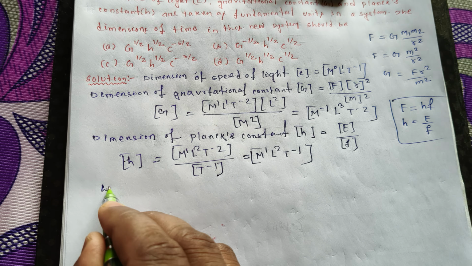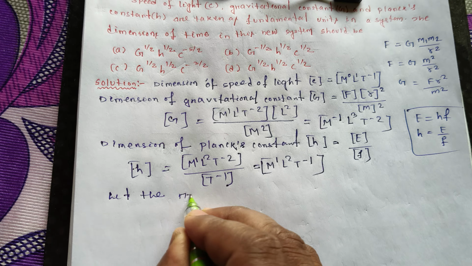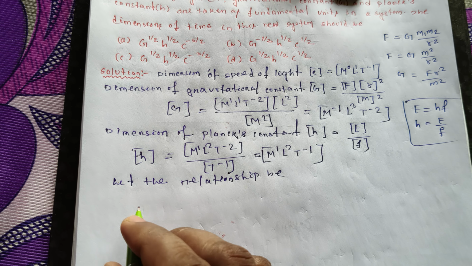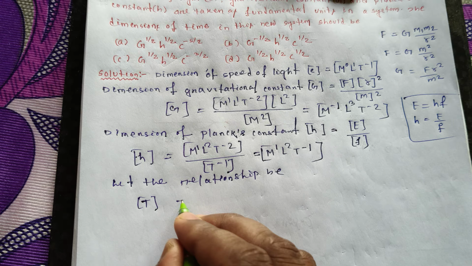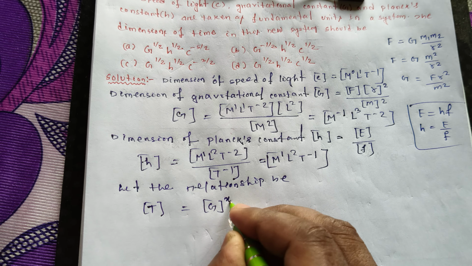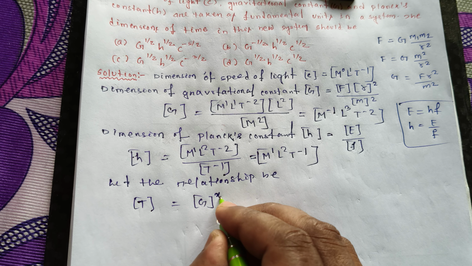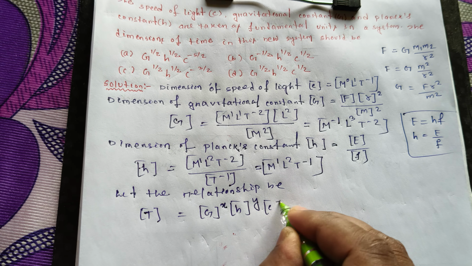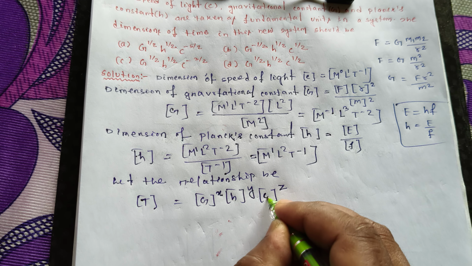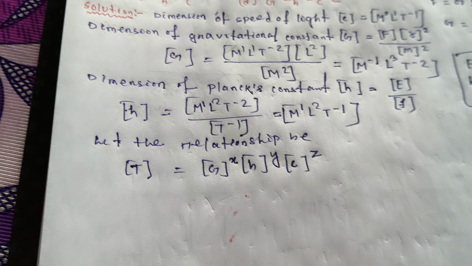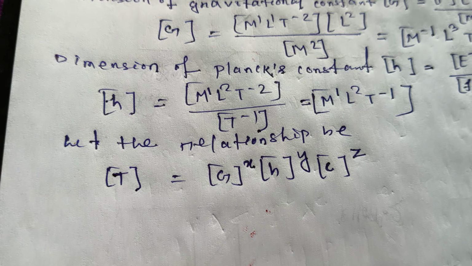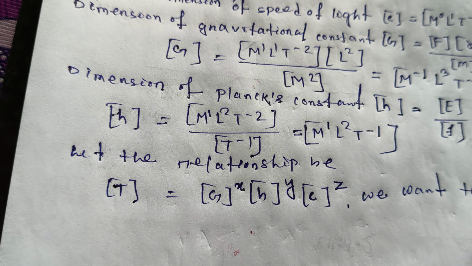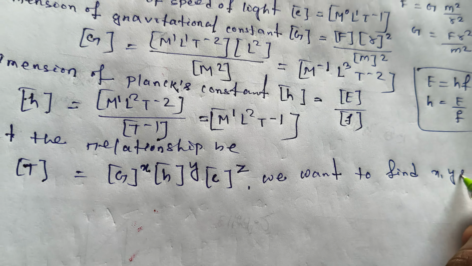Let the relationship be, the dimension of time is equal to G to the power x, h to the power y, c to the power z. We want to find x, y and z.